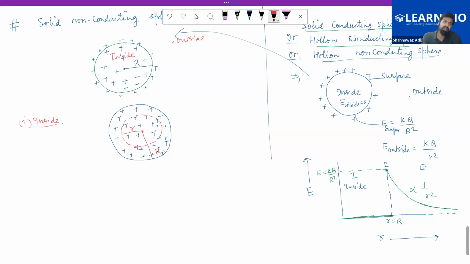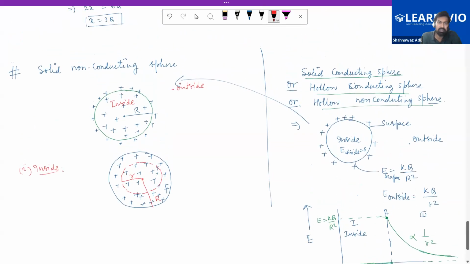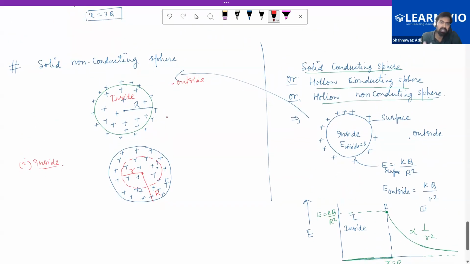So now, because we are doing, what kind of distribution is this? This is a solid sphere. So what kind of distribution will we have? Surface charge? Do we have only surface? This is a solid volume, so we have a volume charge distribution.